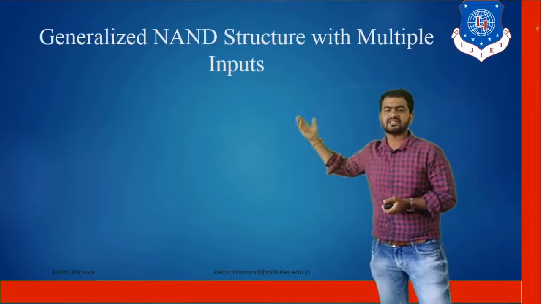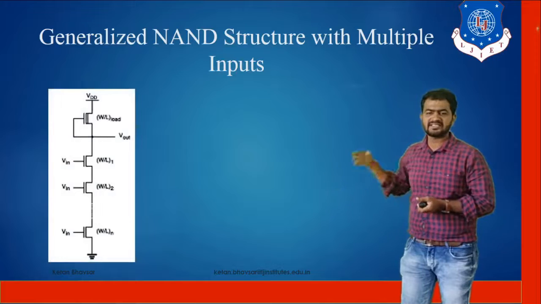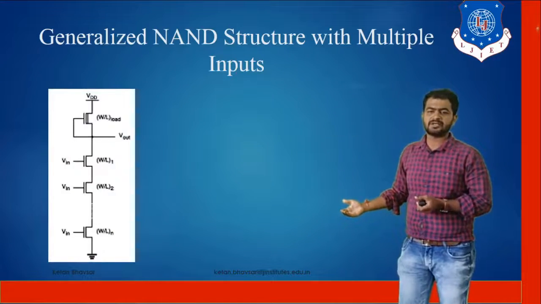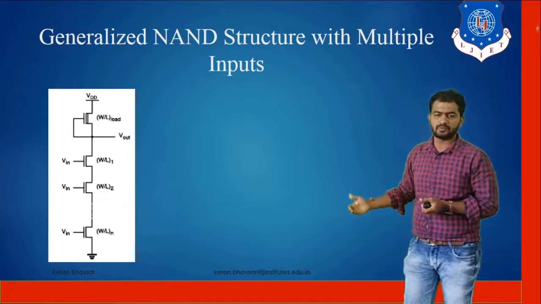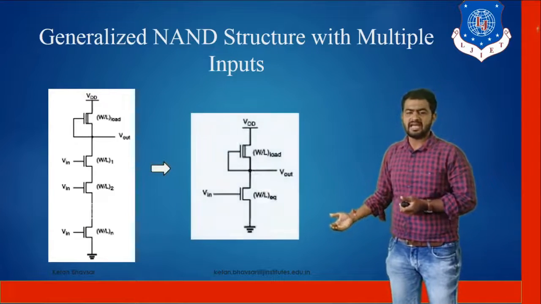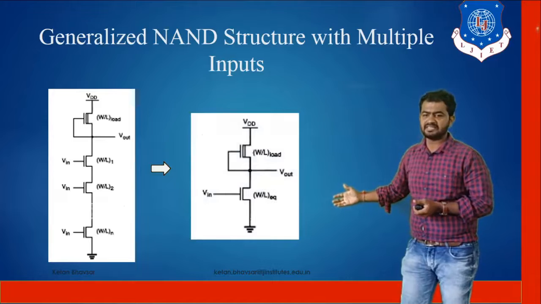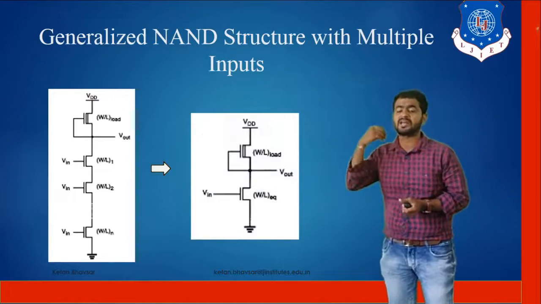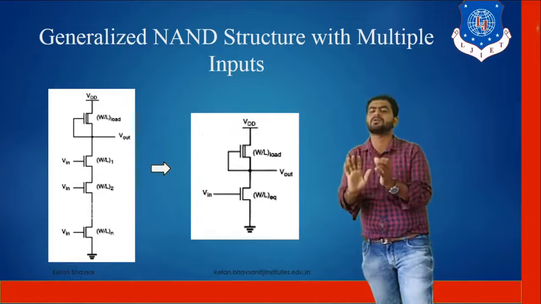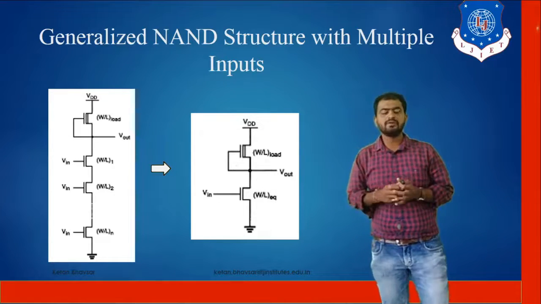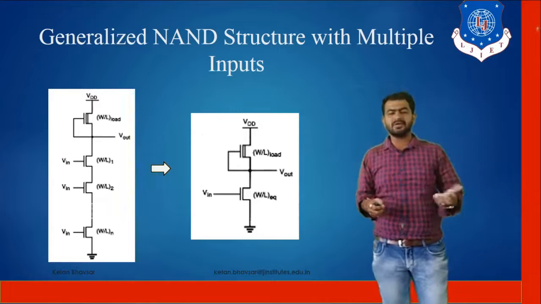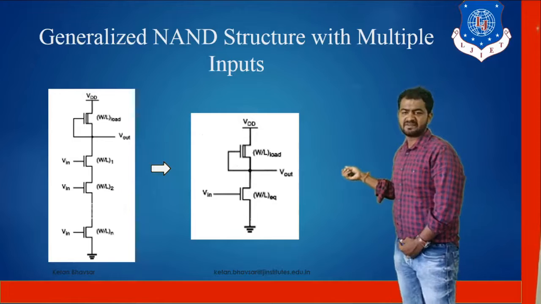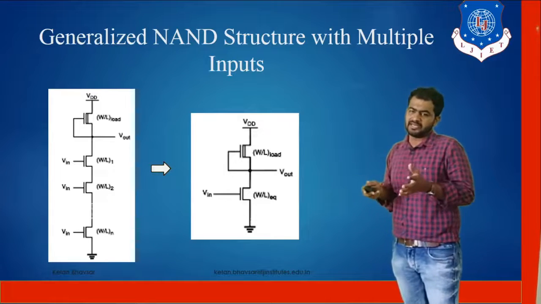Now the generalized NAND gate structure has multiple inputs. As you can see, in the same way one PMOS and a number of NMOS transistors are connected in this manner, with inputs VA, VB and up to VN. Similarly, we can identify with this diagram that the W/L load is equivalent to the W/L equivalent configuration, meaning a number of NMOS transistors are connected in this structure. It can be 1, 2, 3, 5 or any count, so it can be identified with the help of the W/L equivalent configuration.